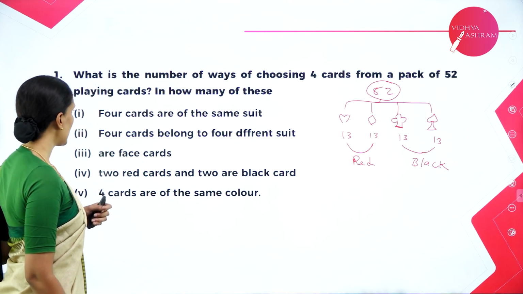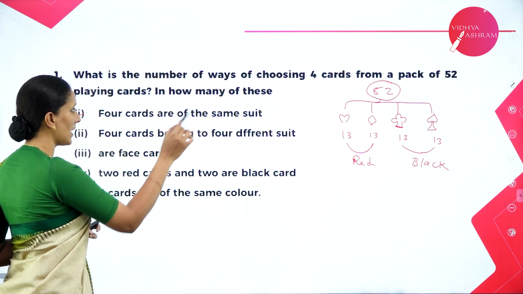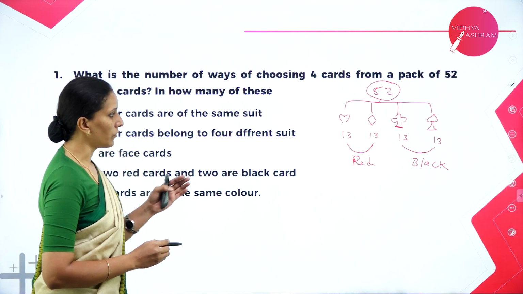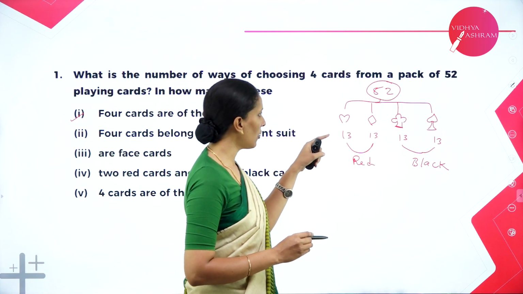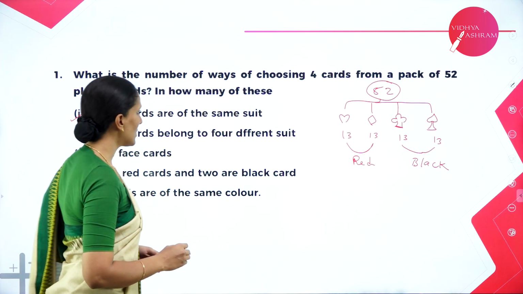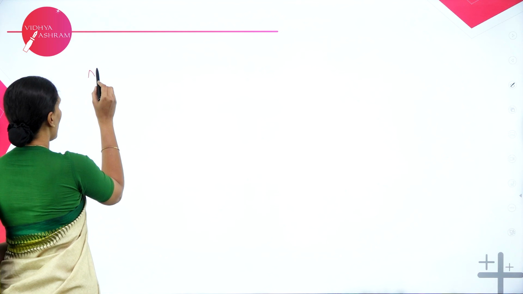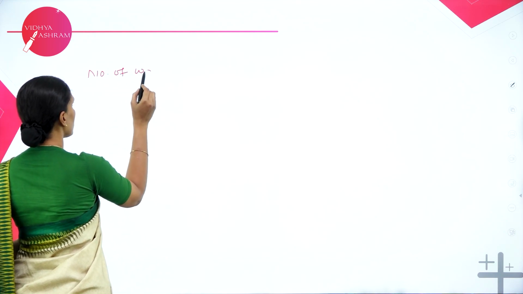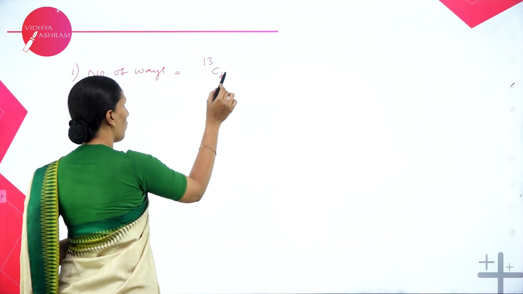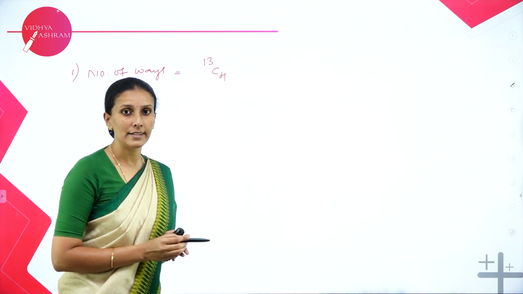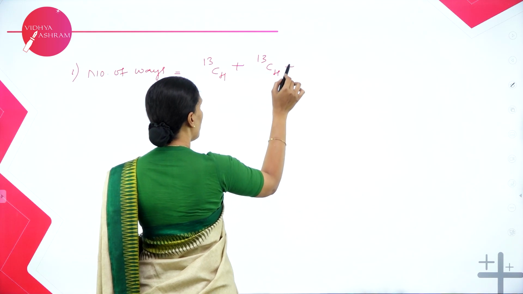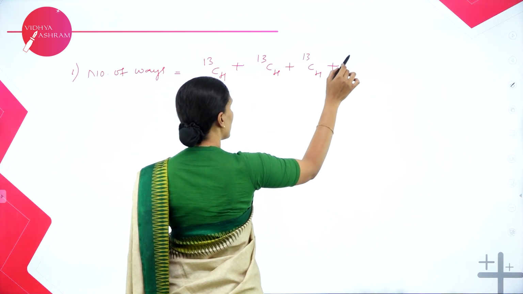So now the first thing is we need to select 4 cards of the same suit. So what is the number of combinations of selecting 4 cards of the same suit? So that means either I should select 4 cards from heart or 4 cards from diamond or the other 2. So let us see the combination. So therefore here the number of ways for the first problem is equal to 13C4. Or, so when I say or, it is nothing but plus.